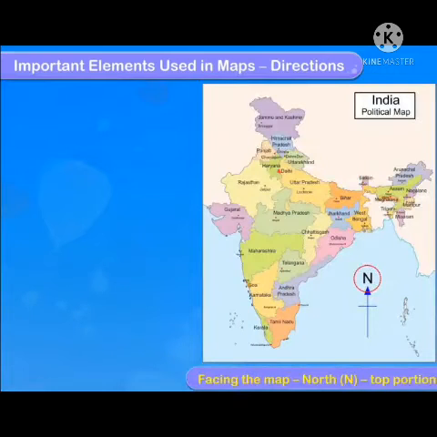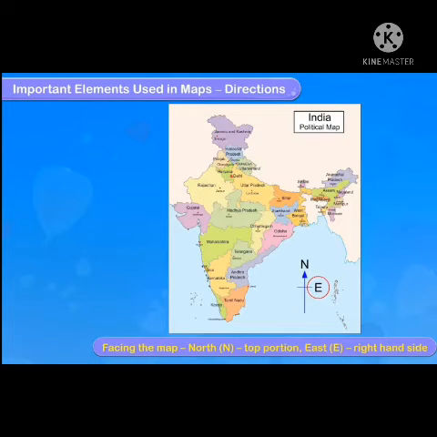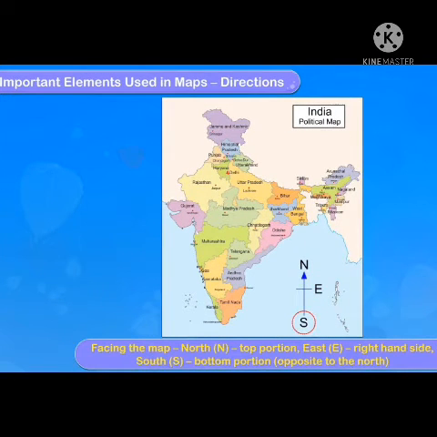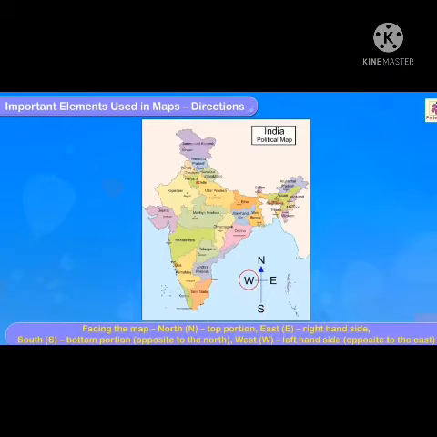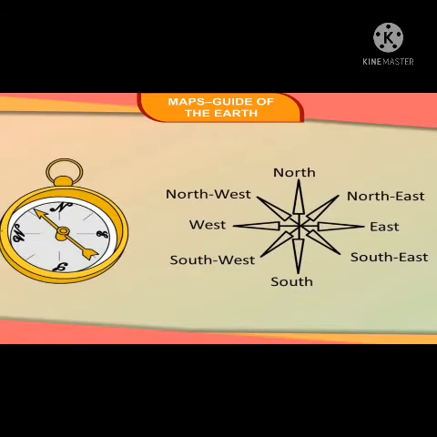North, that is N, top portion. East, that is E, the right hand side, that is if we stand facing the map. South, that is S, the bottom portion, opposite to the north. West, that is W, the left hand side, that is opposite to the east. Apart from the main directions, there are also 4 sub-directions.